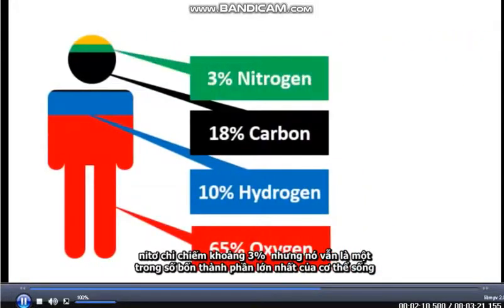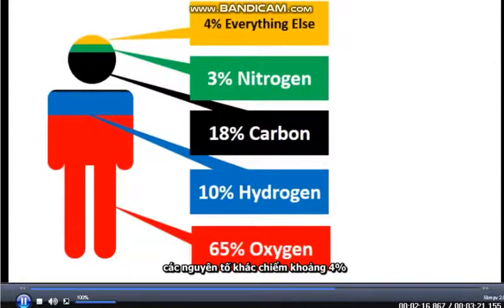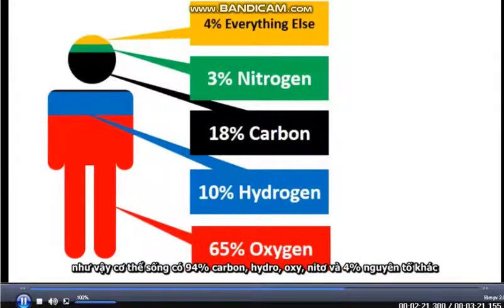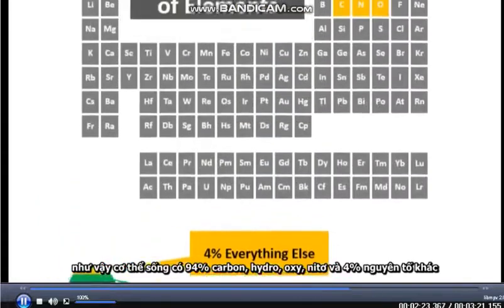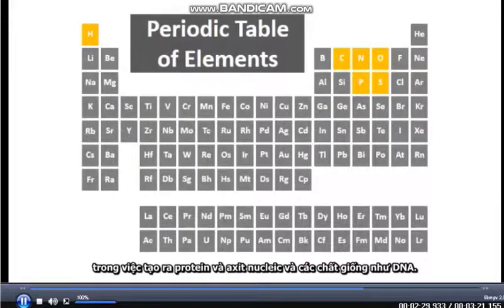We're only about 3% nitrogen, but it's still one of the big 4, and we're about 4% everything else. So we're 94% carbon, hydrogen, oxygen, and nitrogen, and 4% everything else. So what is that everything else? Well, I already mentioned phosphorus and sulfur. Those are important in making proteins and nucleic acids like DNA.